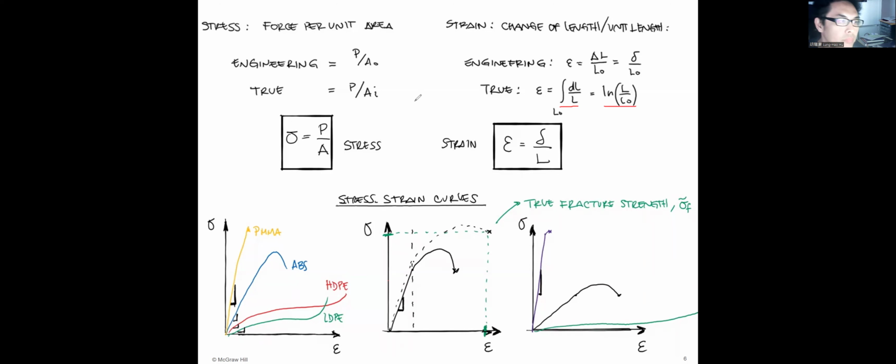Basically, we can define stress as the force divided by area, and strain as the length change divided by the length.